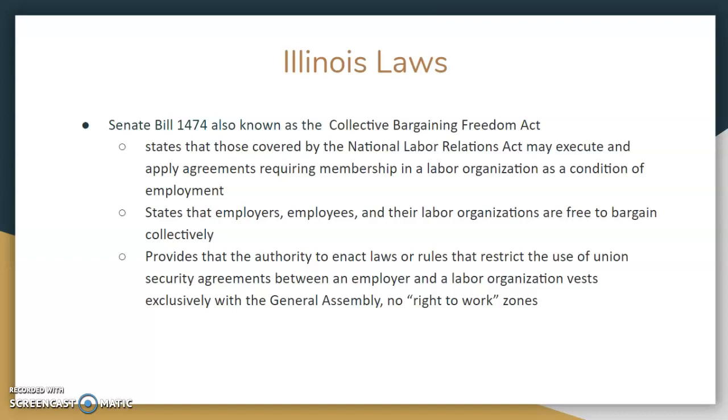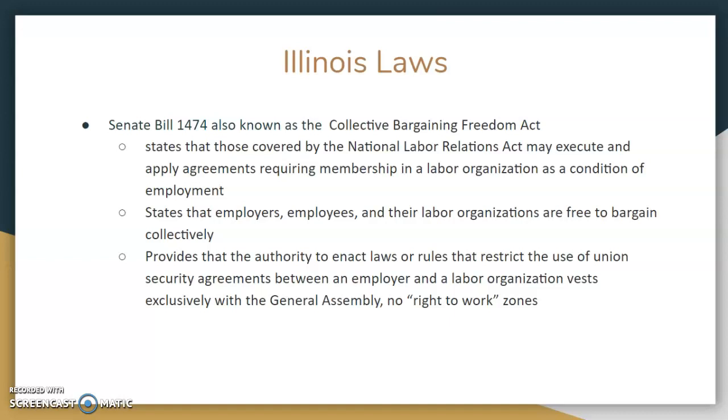So, the first Illinois law that we're going to talk about is Senate Bill 1474, or the Collective Bargaining Freedom Act. Now, this was only done recently. Governor Pritzker actually put this bill into action. So it states that those covered by the National Labor Relations Act may execute and apply agreements requiring membership in a labor organization as a condition of employment. So basically, if you want to work at a school, they can make you become a member of the union, or at least pay to be a member of the union.